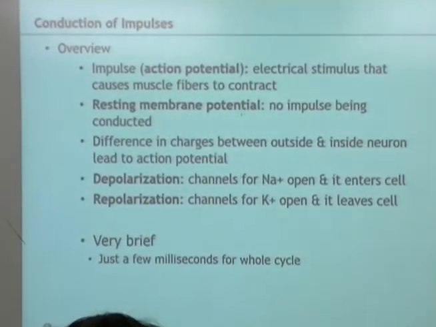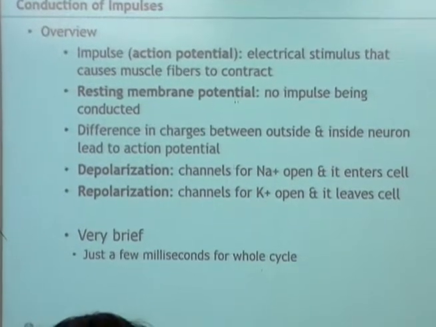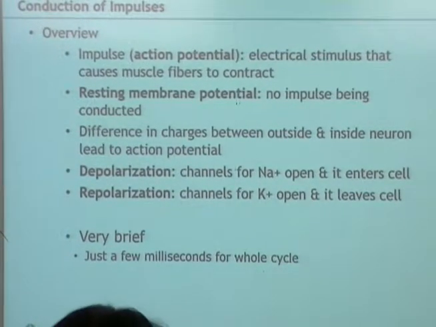All right, so in order for the muscle to contract, we have to have a signal from the central nervous system that the nerve carries down to the muscle fiber. That electrical signal is called the action potential. And that's going to travel down the nerve, across the synapse, and then across the surface of the muscle.